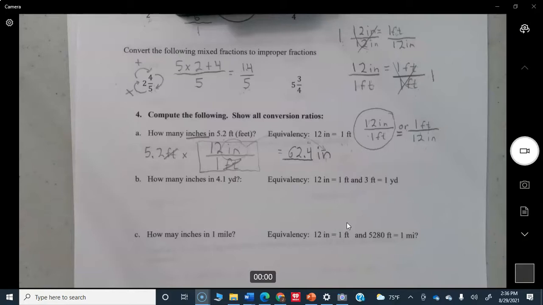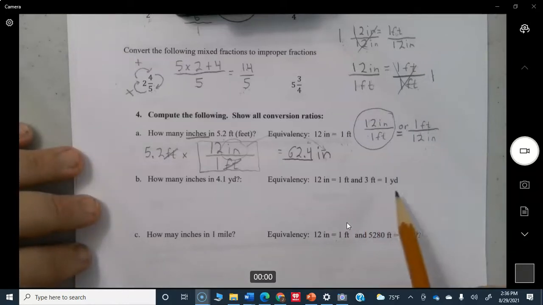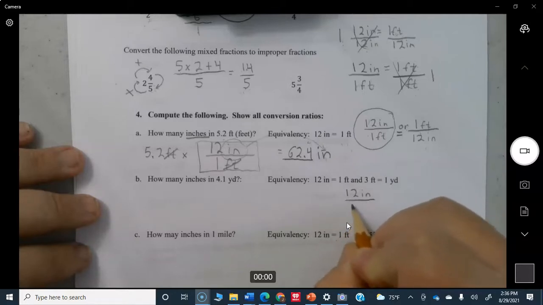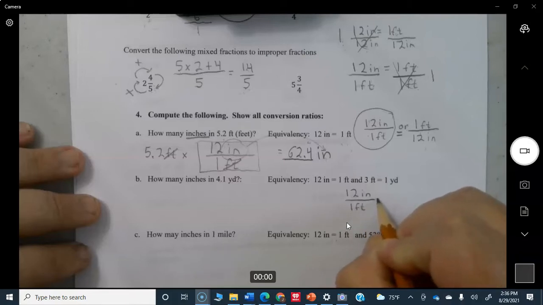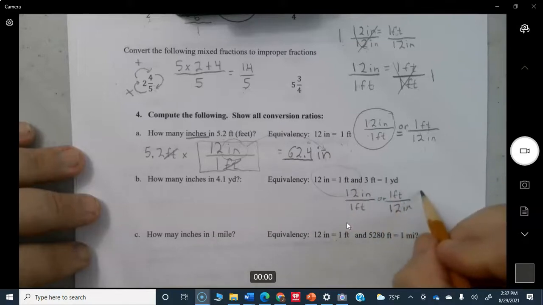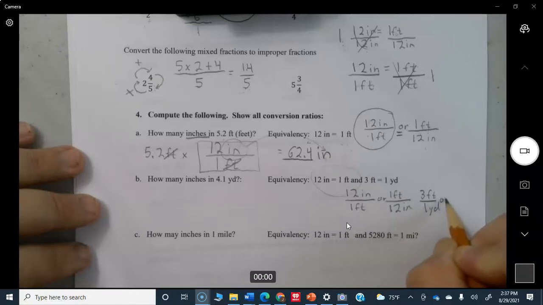Let's do another one. This one requires two conversions. So that's a little trickier, and I didn't show you how to do those in the video, so you're going to learn. All right, so we start off the same way. Well, here, I tell you what, we're actually going to start off by writing our conversion factors. So one of our equivalencies is 12 inches for every 1 foot, or 1 foot for every 12 inches. Now we have this one as well. 3 feet for every 1 yard, or 1 yard for every 3 feet.